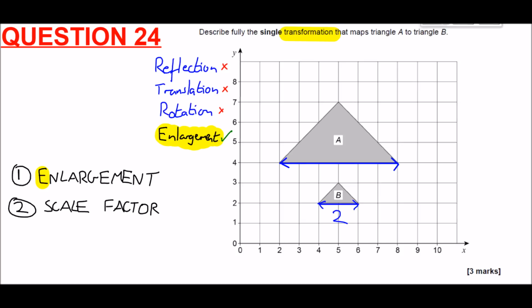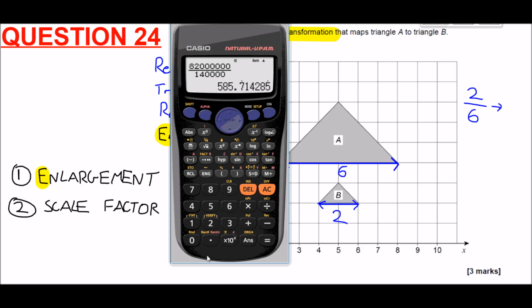So what we can do for this one is just be thinking, what fraction of itself has the triangle become? Well, it's become 2 out of the 6 it used to be. It's only 2/6 the size it was, and that can be simplified down with a calculator or without, doesn't matter which you pick, but 2/6 is the same as 1/3.